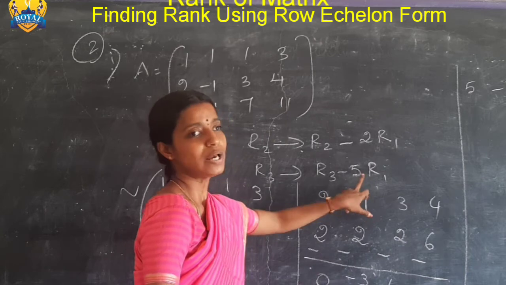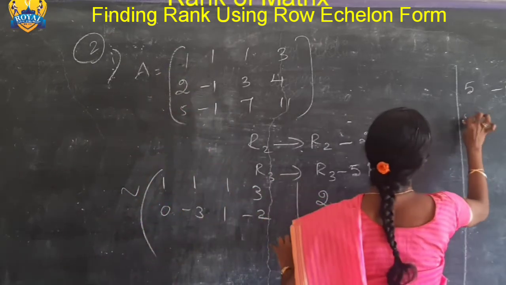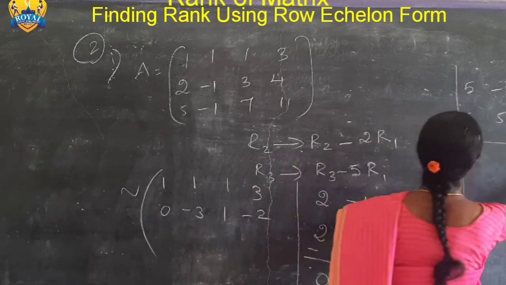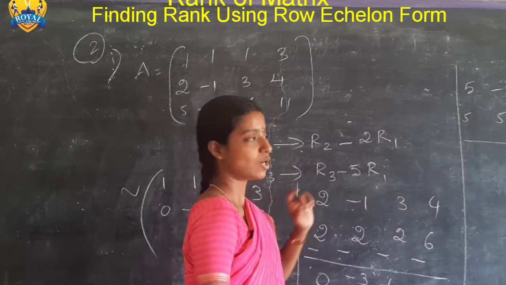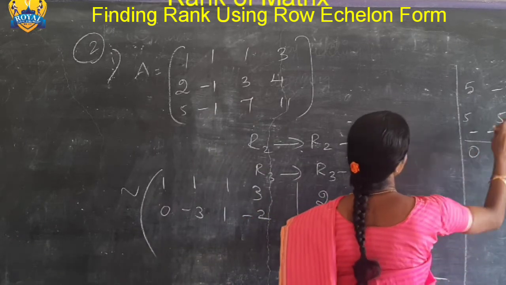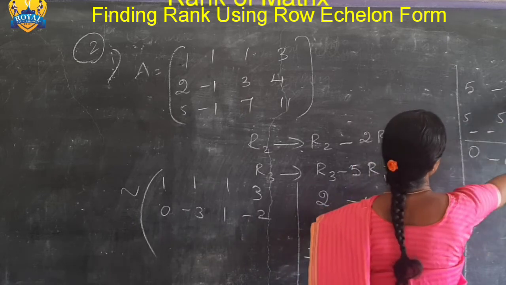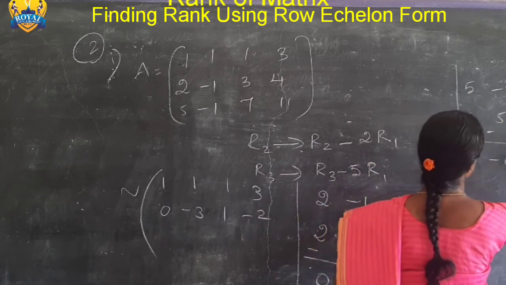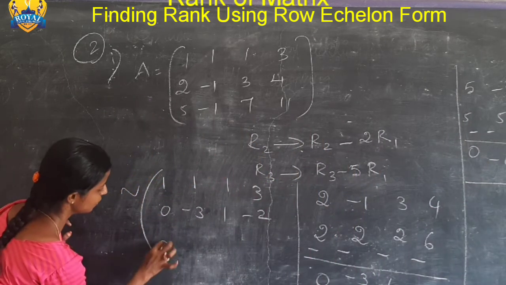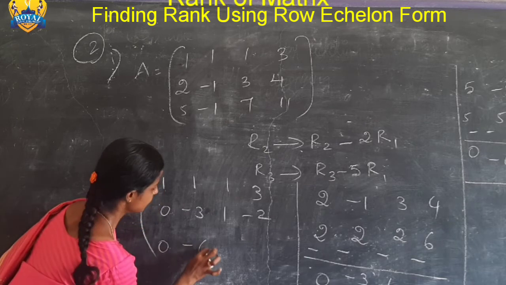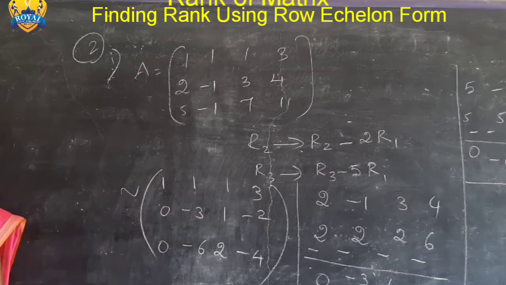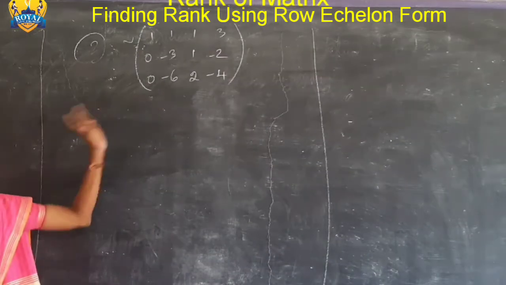Now row 1 I am going to multiply by 5. So 5 1s are 5, 5 1s are 5, 5 1s are 5, 5 3s are 15. Here also R3 minus 5 R1. So let me subtract. 5 minus 5 is 0, minus 1 minus 5 is minus 6, 7 minus 5 is 2, 11 minus 15 is minus 4. So my row 3 becomes 0 minus 6 2 minus 4. So the first equivalent matrix is this.